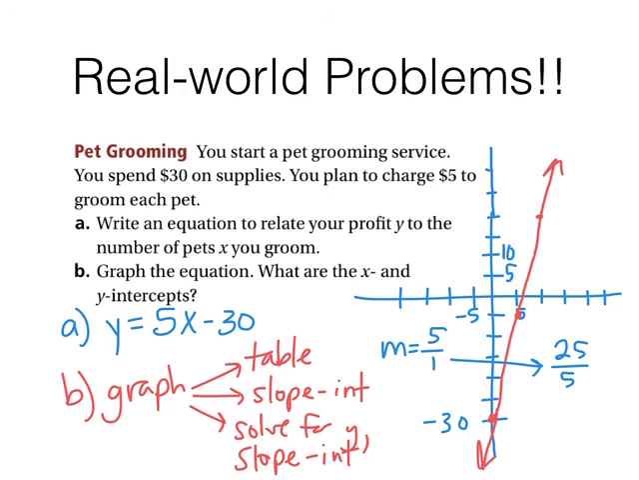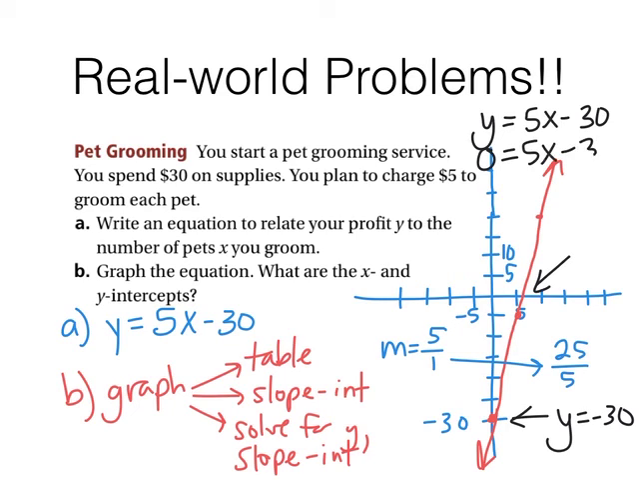Well, here our y-intercept is negative 30. And what's our x-intercept? Well, sadly enough, I'm not exactly sure what that is. So what we went over is if I want to find the x-intercept, that means I should probably plug in a 0 for y. So 0 equals 5x minus 30. I'm going to add 30. So I'm going to have 30 equals 5x. I'm going to divide by 5. The x-intercept comes out to be 6.